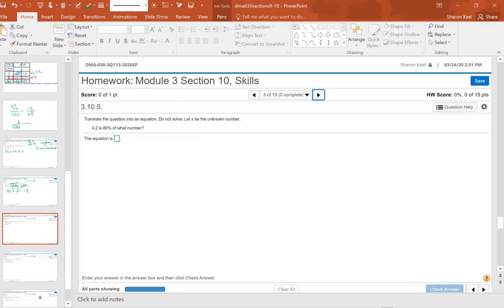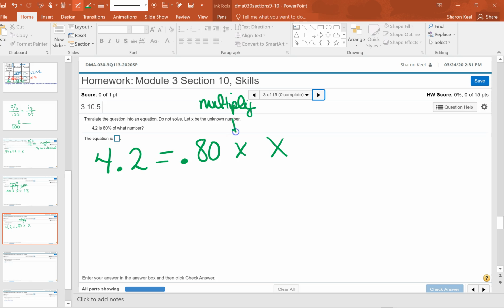Let's do one more such as that. For this one, again, they want the equation. And for this equation, we have 4.2 as a decimal. That's our equals. 80% is a 0.80 of what number? That's the of multiplication sign. That's the letter X. So this is the sign to multiply, and this is the letter, the variable X.